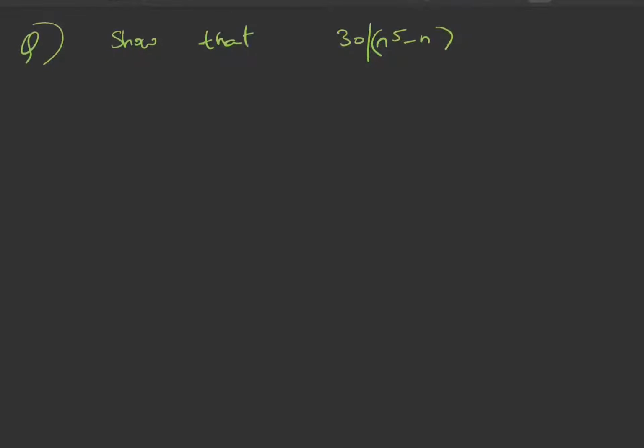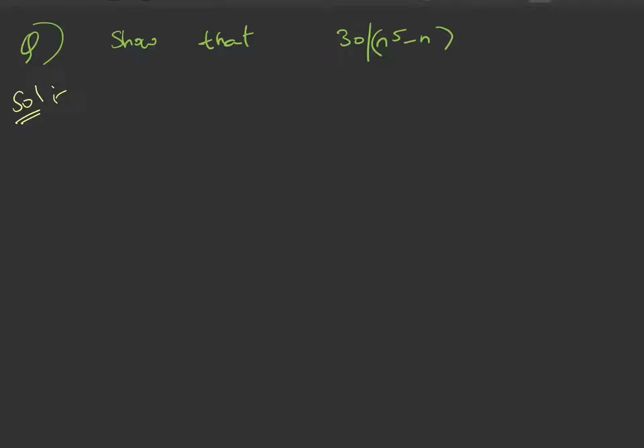So you need to show that 30 divides n power 5 minus n. 30 divides n power 5 minus n. This is what you need to prove. So you can pause the video, try this problem, and then come back to see the solution.